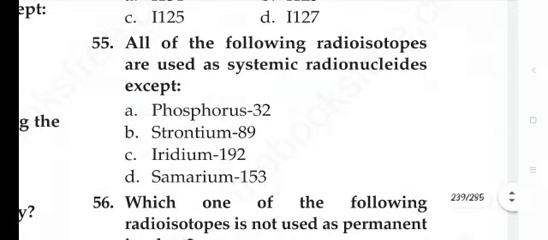Next question, all of the following radioisotopes are used as systemic radionuclides except option A phosphorus 32, option B strontium 89, option C iridium 192, and option D is samarium 153. The answer of this question is iridium 192, that is option C.